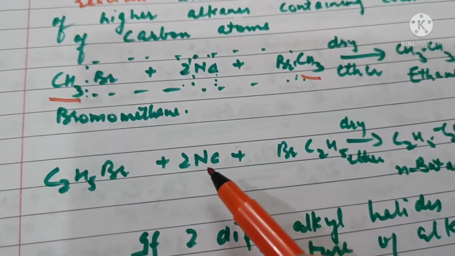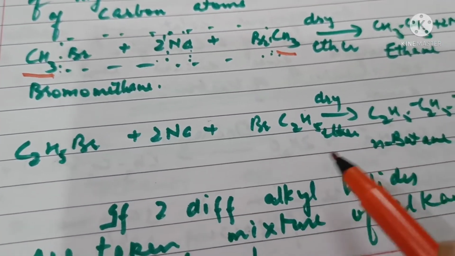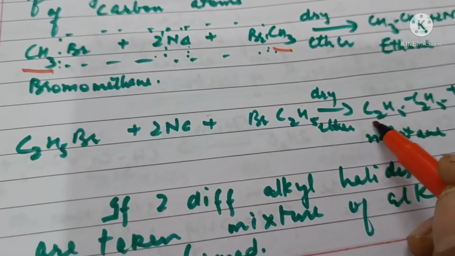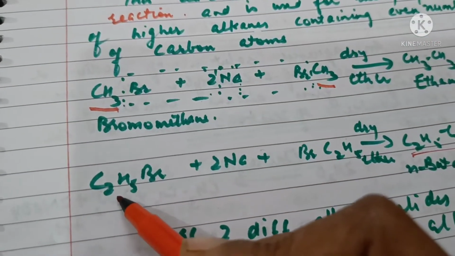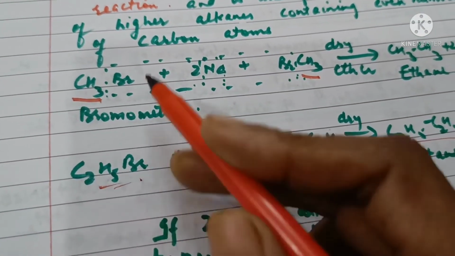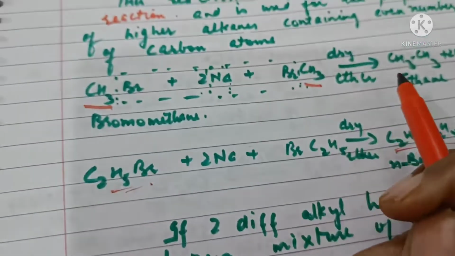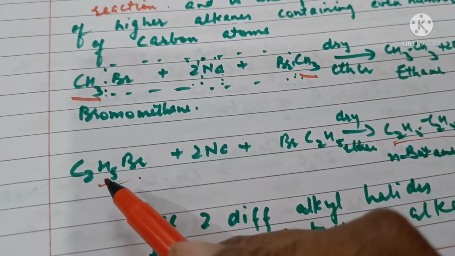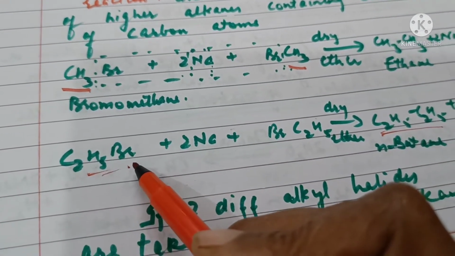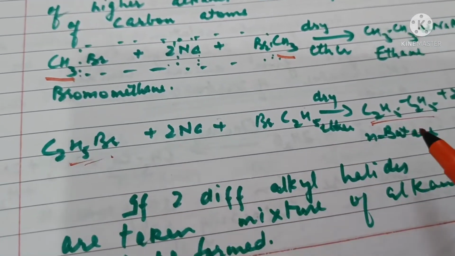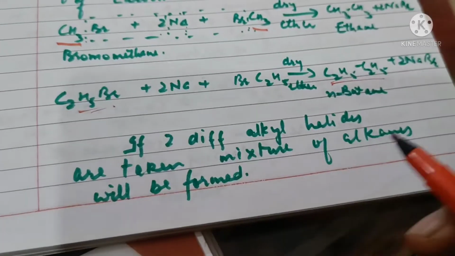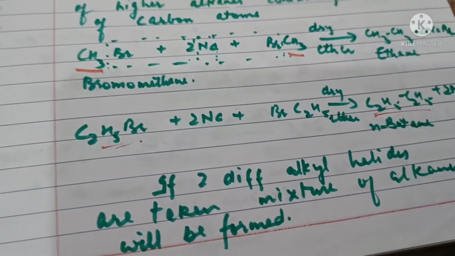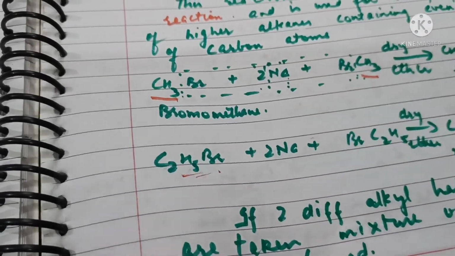Ethyl bromide with sodium in presence of dry ether will form a 4-carbon alkane, butane. So you see, if we react an alkyl halide with 1 carbon, we get an alkane of 2 carbons. If we join an alkyl halide of 2 carbons, we get an alkane of 4 carbons, and so on. If two different alkyl halides are taken, mixtures of alkanes will be formed.